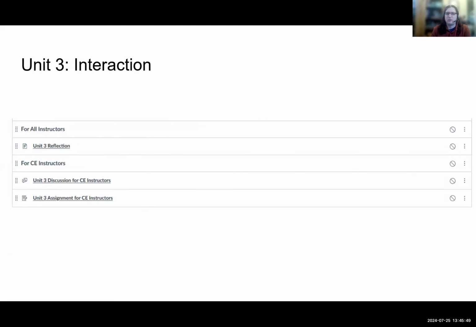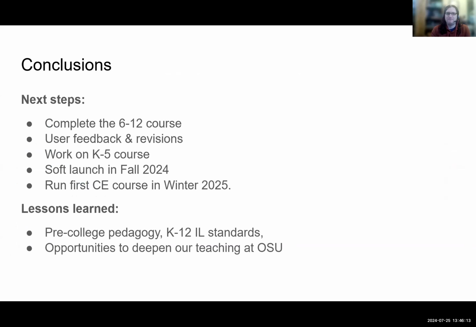Like all modules in this course, Unit 3 ends with a reflection exercise. The asynchronous continuing education edition also includes a message board and an assignment for the continuing education teacher students, which asks the teachers to examine their lesson plans for areas where materials covering the module could be helpful. That way it's engaging with work that the teachers are already doing and engaging with course materials. Our next steps are finishing a first draft of the middle and high school course and sharing it for feedback.